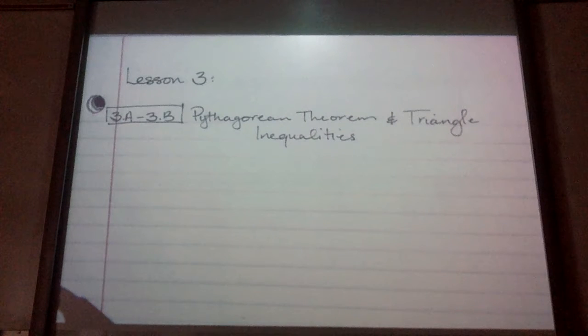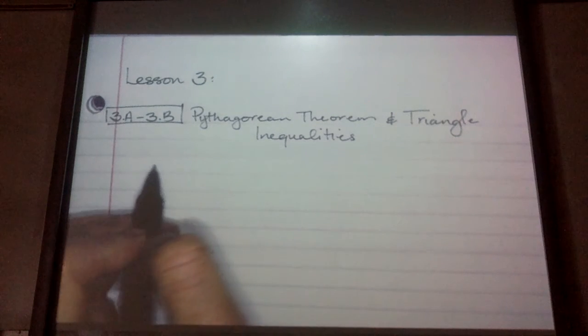All right, so lesson 3 in Trig, I believe it begins on page 26. And again, more geometry review, but pretty simple stuff. In lesson 3, it goes over the Pythagorean Theorem and triangle inequalities. And so here is what they've stated.